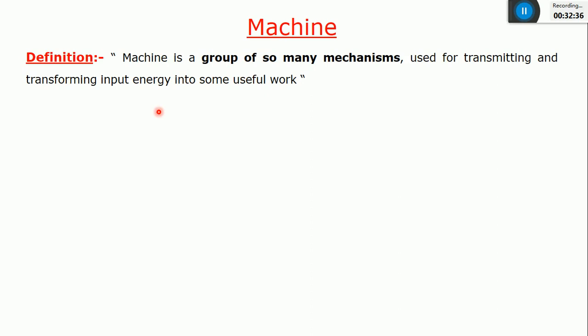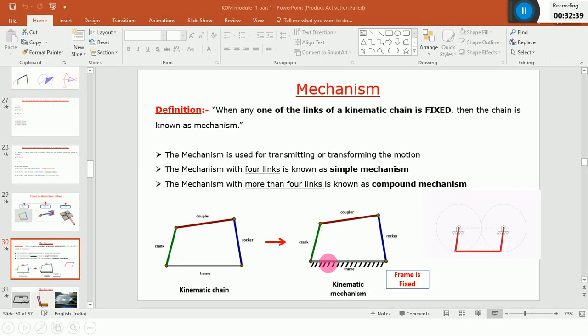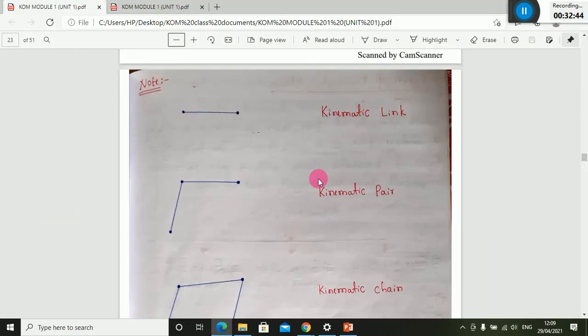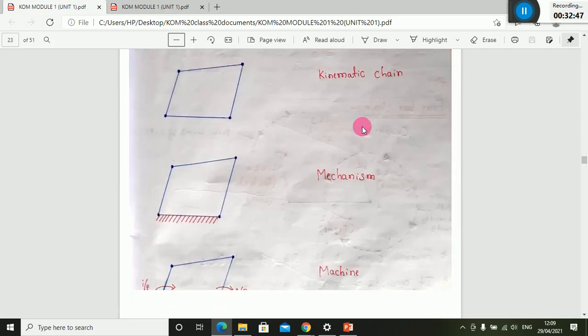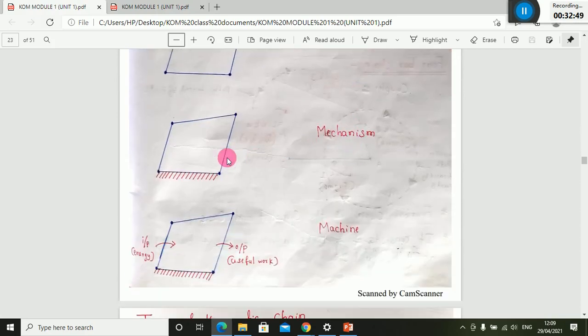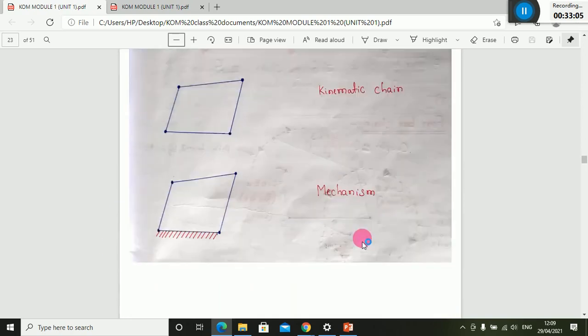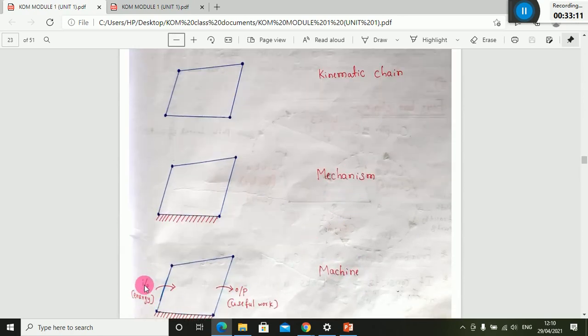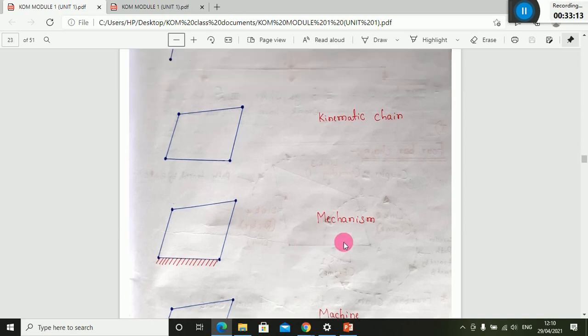Machine. As I explained, first one is kinematic link, then kinematic pair, then kinematic chain, then mechanism, and finally, if there are a group of so many mechanisms, I have shown only one. If you are using that mechanism to transfer the energy from input to the output, so that you can do some useful work, then such a group of mechanisms is known as a machine. So machine is a group of mechanisms, so that you can transfer the energy from the input towards output.